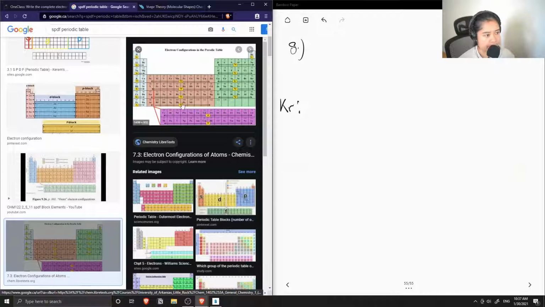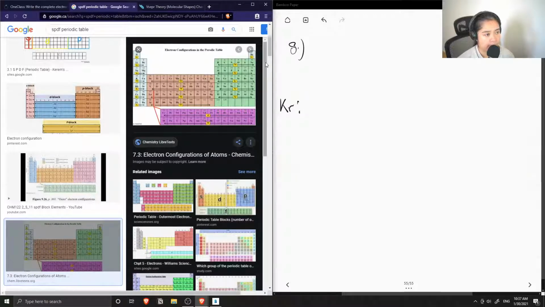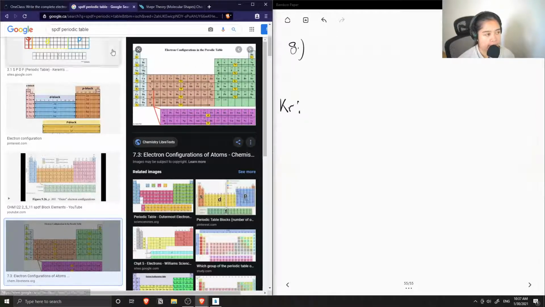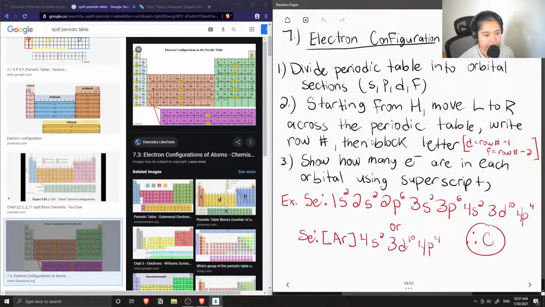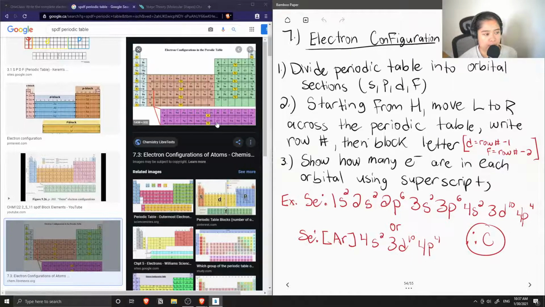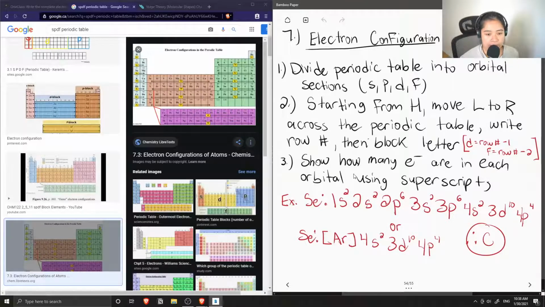So let's find krypton on the periodic table. You can see that it is one of the noble gases. And starting from hydrogen, we move left to right across the periodic table, writing the row number followed by the block letter. So I have the rules written here. Once we get to the D block, we write the row number -1, and then once we get to the F block, we write the row number -2. And then we can show how many electrons are in each orbital using superscripts.